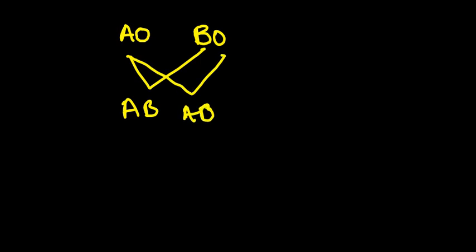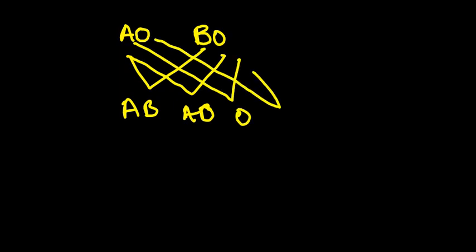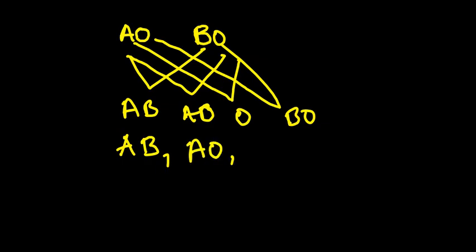So the children may have AB. They can have blood group A. They can have just O. They can also have blood group B. So the different variations they can have are AB, blood group A, blood group O, and blood group B. That's why I went for this particular answer.